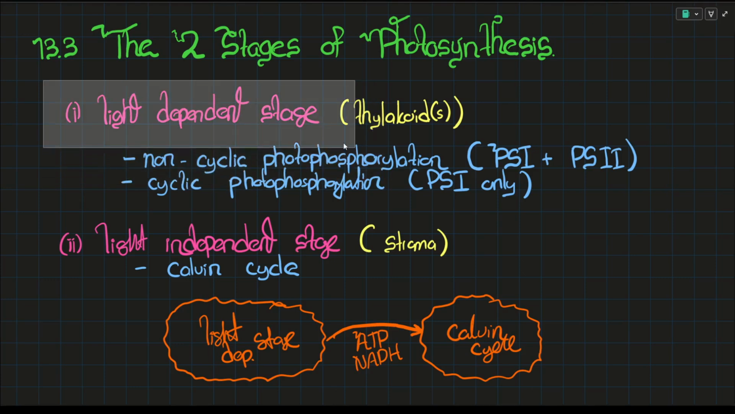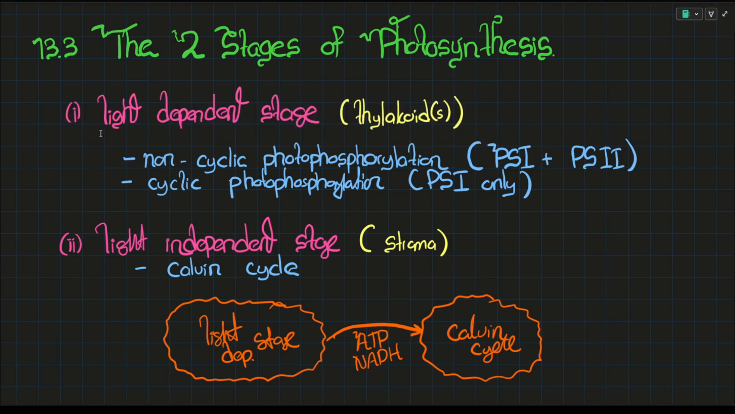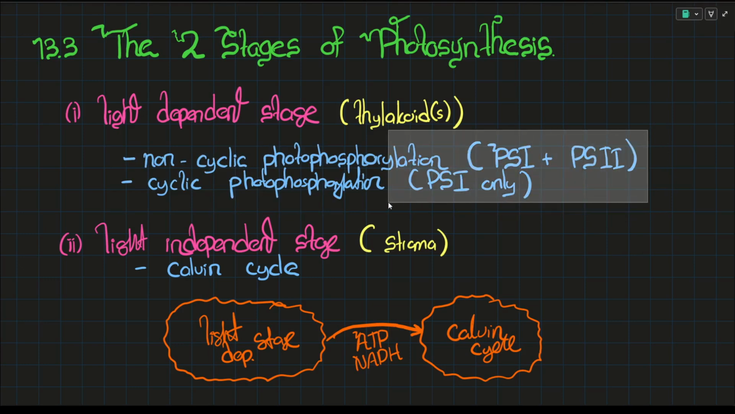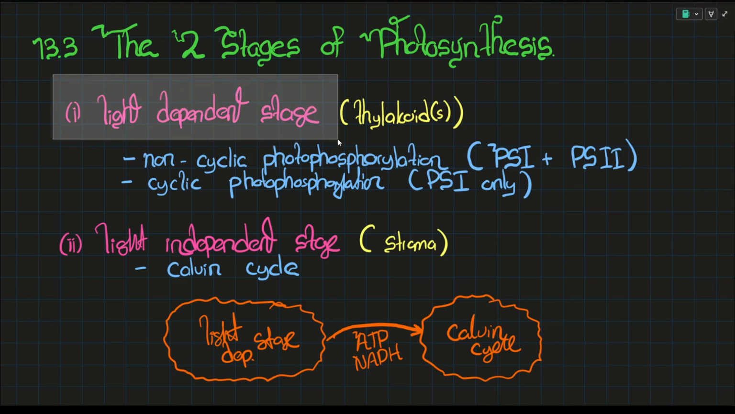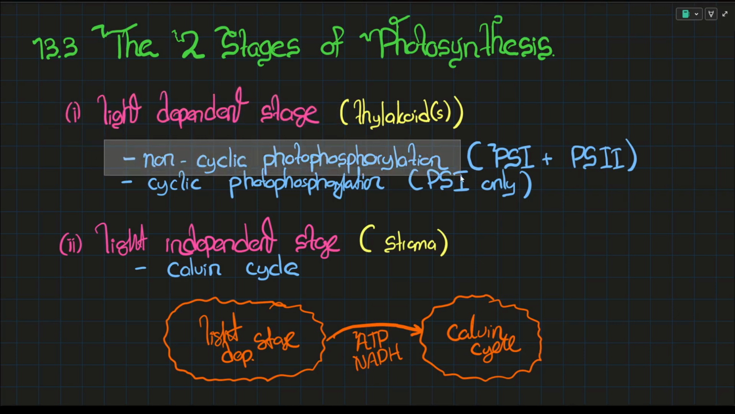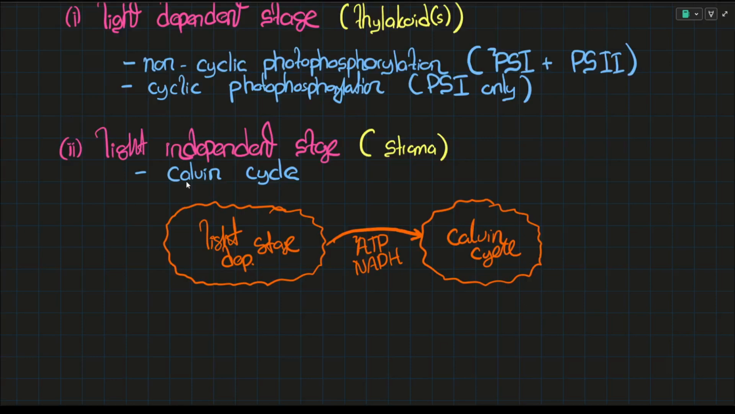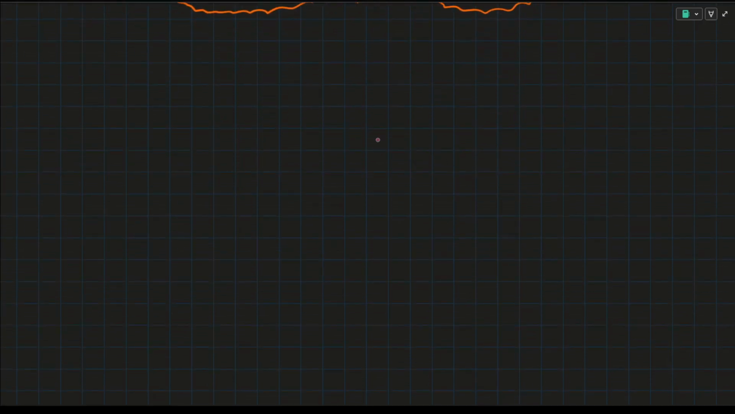Now let's focus on the light dependent stage. The light dependent stage is occurring in the thylakoids. We will separately look at what non-cyclic photophosphorylation and cyclic photophosphorylation are about, what they do, why they are different, and this photosystem business as well. So first of all, let's focus on the light dependent stage and non-cyclic photophosphorylation. Cyclic we'll do later. Let me write down the subtopics. So first, light dependent stage. This is the first stage.